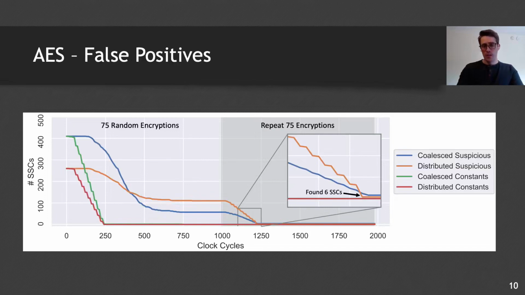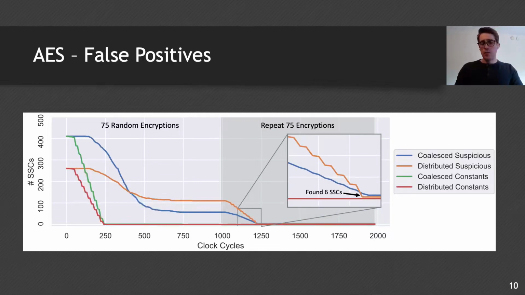A constant SSC is simply an SSC that has only expressed a single value since reset. That is, it has not progressed out of its reset state. Note, suspicious and constant SSCs are not mutually exclusive, since a constant SSC is, by definition, also suspicious.